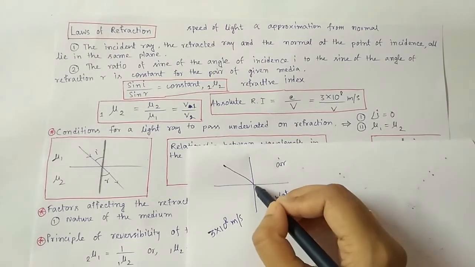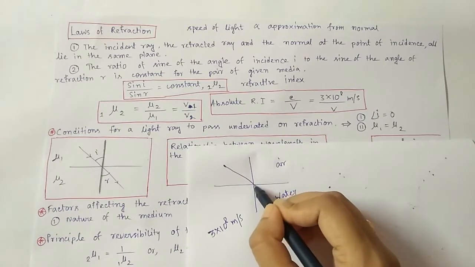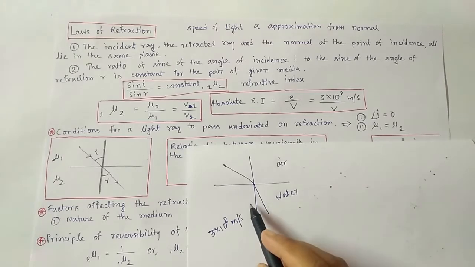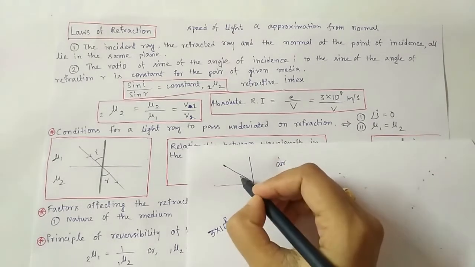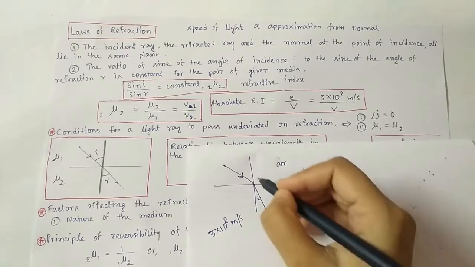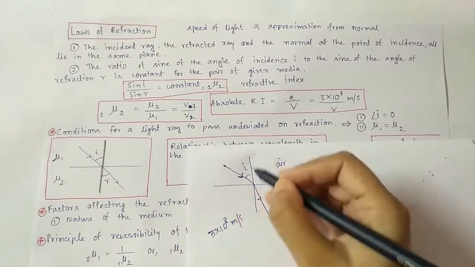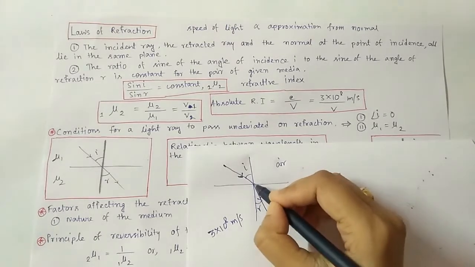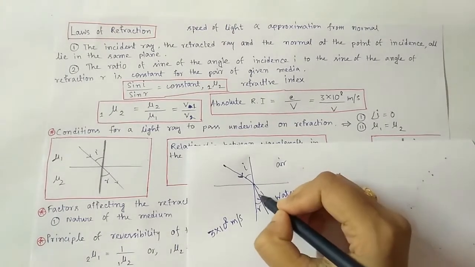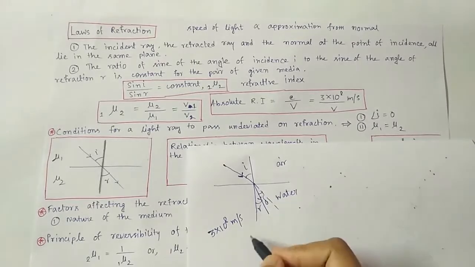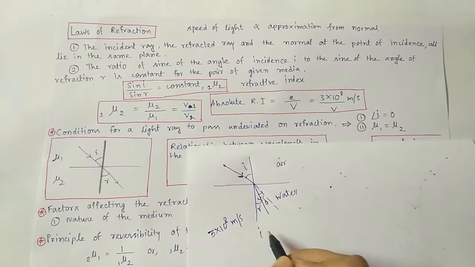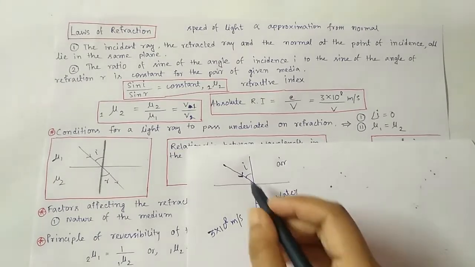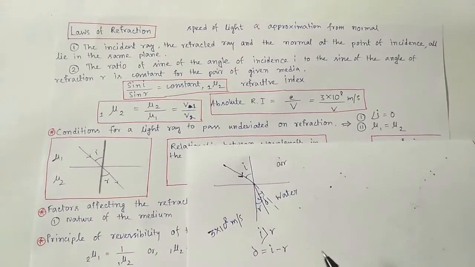But the velocity of light will decrease in water medium. So the refraction will happen in this way. The direction of light will slightly bend towards the normal. This is the angle of incidence and this is the angle of refraction. If we extend the line, this angle is called delta. As here the angle of incidence is greater than the angle of refraction, we can say that delta is equal to i minus r.